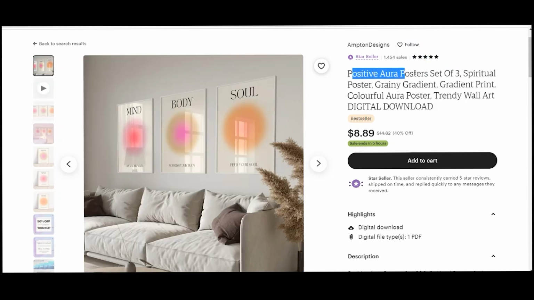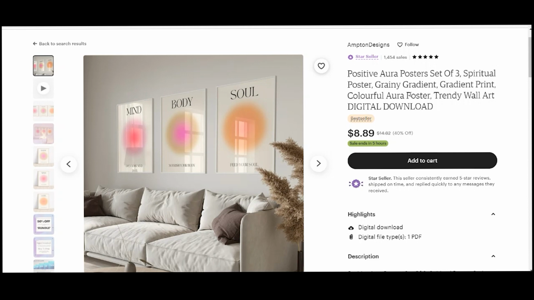Spiritual poster, also good. Grainy gradient, gradient print, colorful aura poster, trendy wall art, and digital download. So you see that this seller used almost any explanation of a digital download. It's wall art, print, posters, set of 3. So it's really understandable why this product is a bestseller. It's a really amazing technique. I highly recommend you to do so.